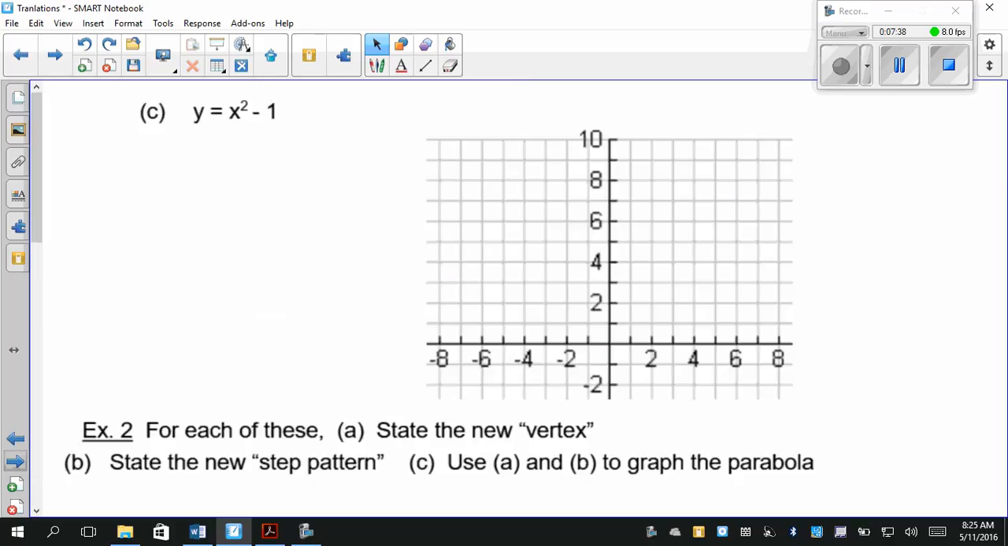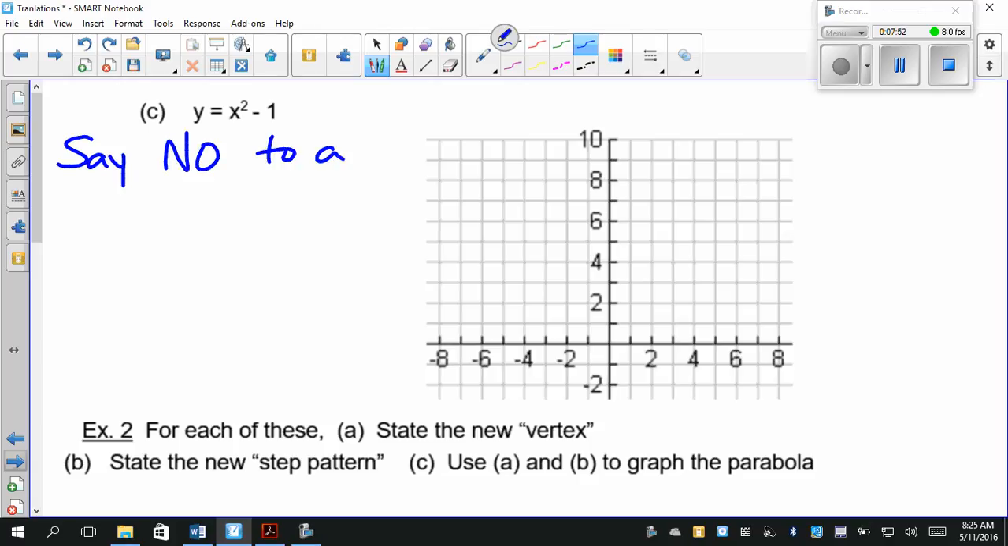Okay, so y equals x squared minus 1. At this point, we are going to say no to a table of values. Tables of values are great, don't get me wrong, but when we learn shortcuts to graph these items, it makes it much easier. It's just like with lines. When we first learned about lines, we did do a table of values, but then we learned how to use the slope and the y-intercept to graph it, so we didn't need our table of values anymore.